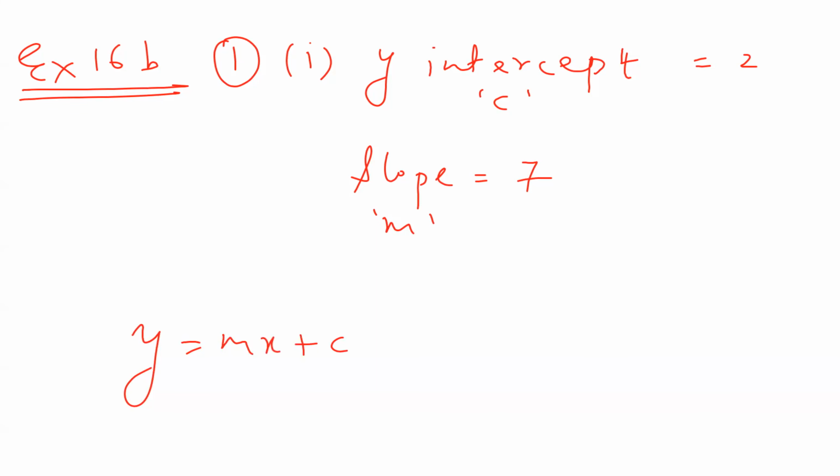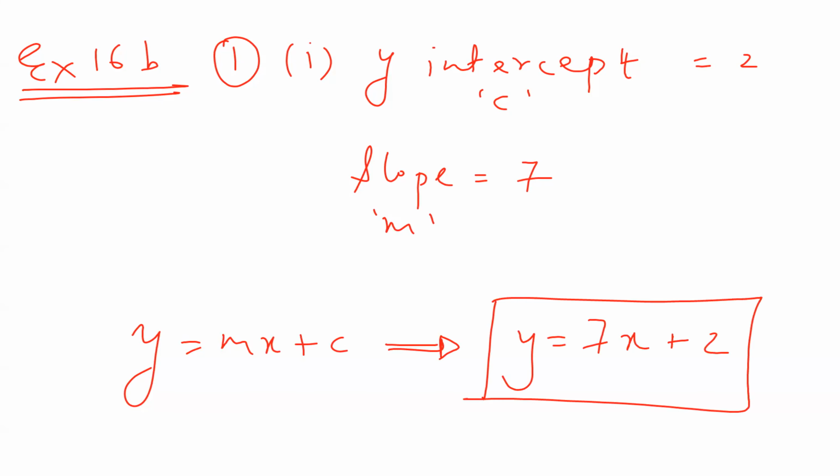So what is m over here? M is equal to 7 and c is equal to 2. So y is equal to 7x plus 2. That is the equation of the line. First sub question. Okay.